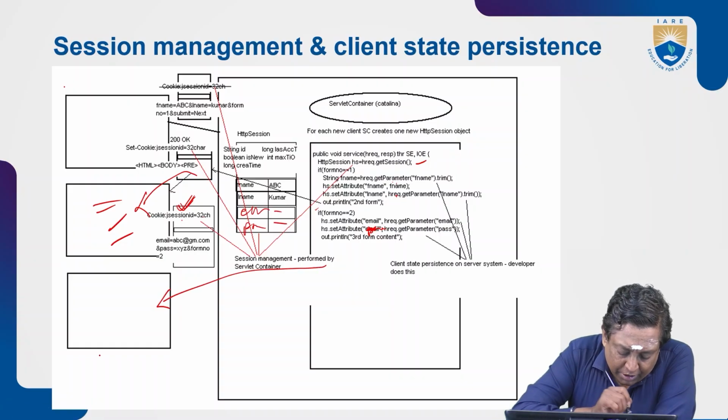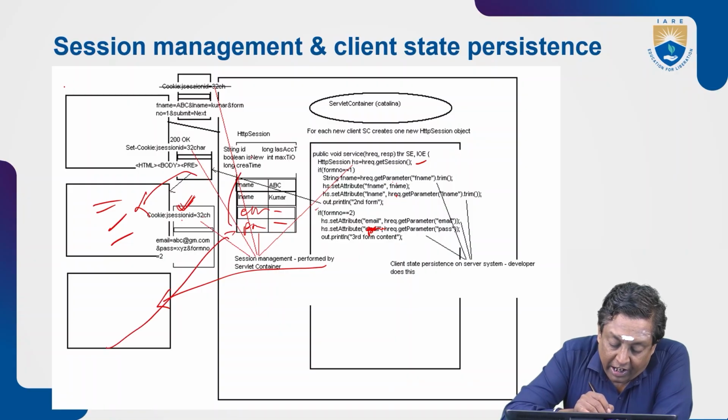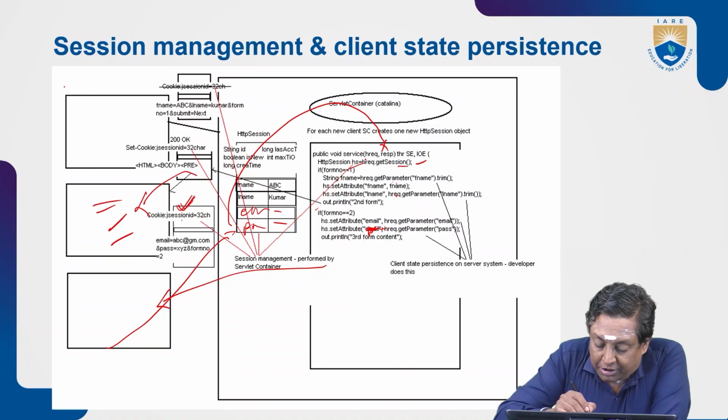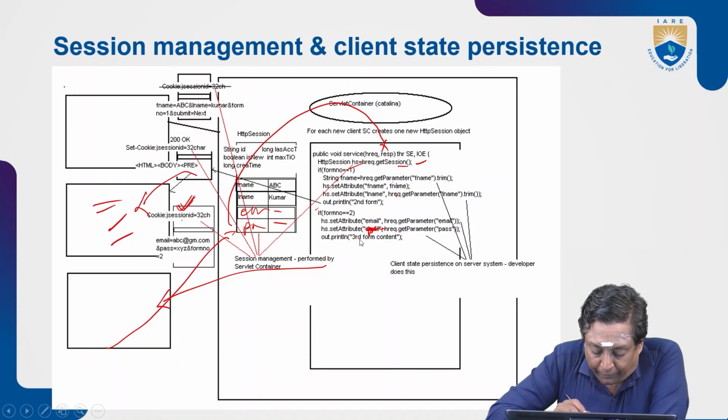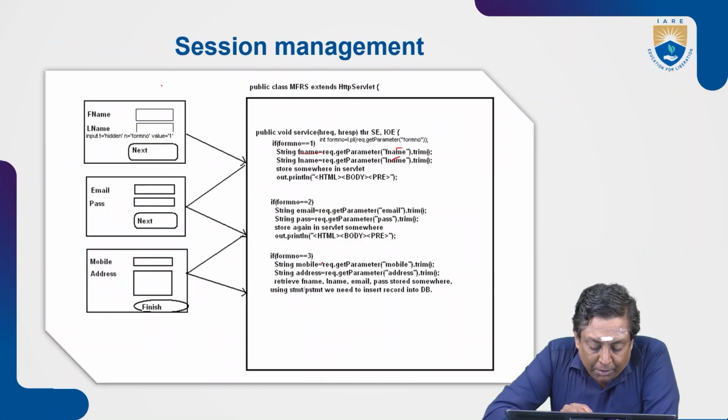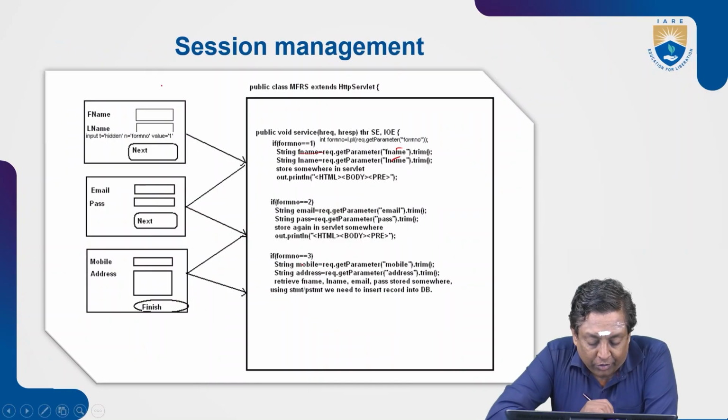Again, the third form is submitted to the server. Again, the same HTTP session object is passed with the request. Again, here we are getting the session object. From the session object, we retrieve, as I explained in the previous slide. So here, we are retrieving mobile number and address from the request.